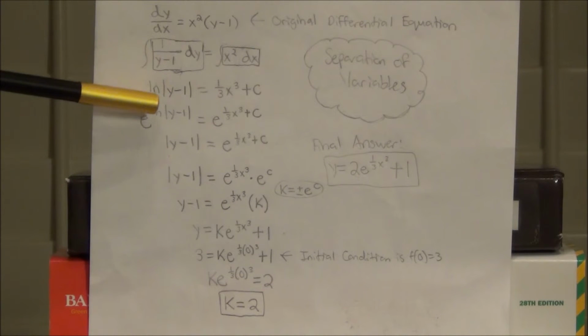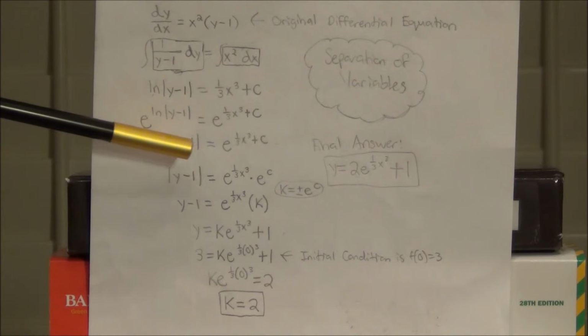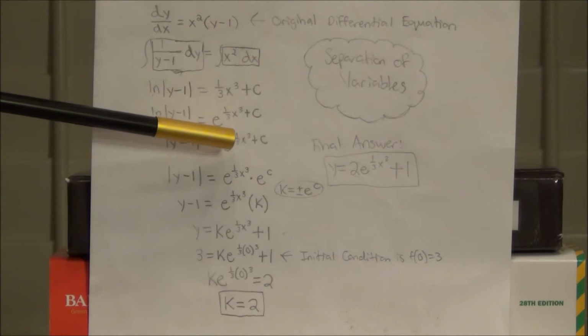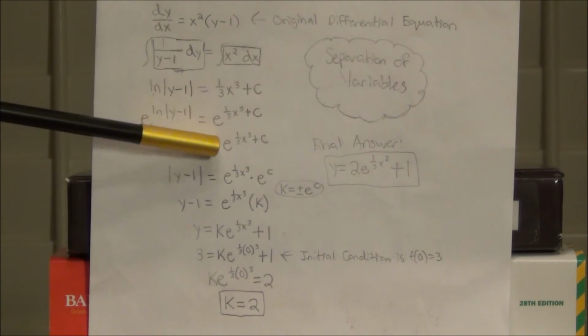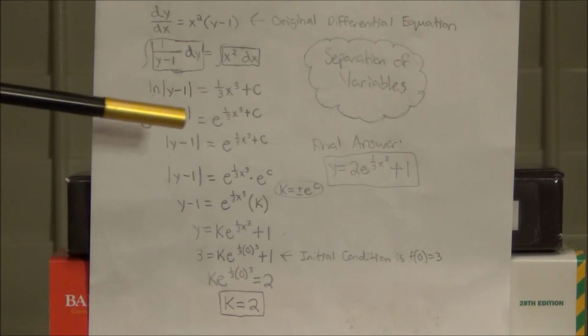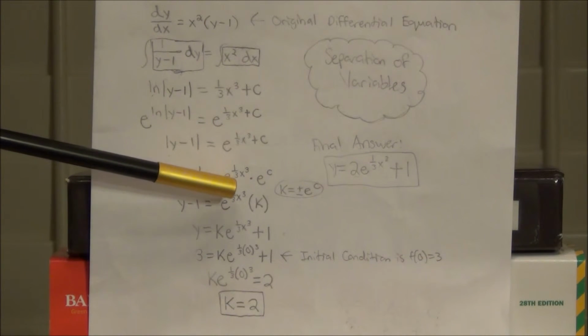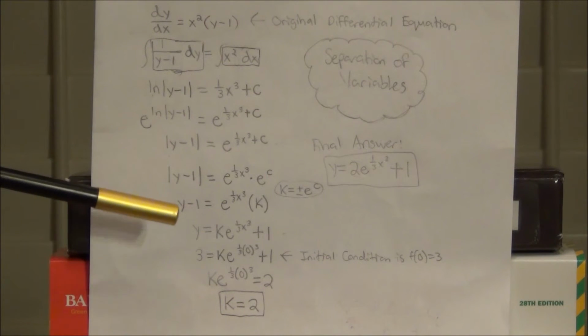The e and the natural log will cancel out, giving us absolute value of y minus 1 equals e to the 1/3 x cubed plus c. Remember, e to the 1/3 x cubed plus c has a power of 1/3 x cubed plus c intact. And then, with careful manipulation of the right side of the equation, we can get e to the 1/3 x cubed times e to the c with the law of exponents.